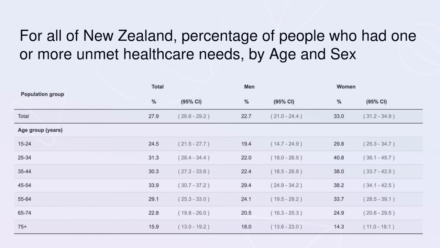And you can see that the working age population, that is the 25 to 54 year age group, have significantly higher unmet healthcare needs. And unmet healthcare needs are higher for women than for men. Men have got much lower than the national average. Women have got much higher than the national average. It's also very high amongst the working age women when we start talking about the entire country.